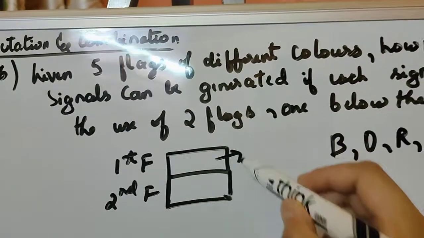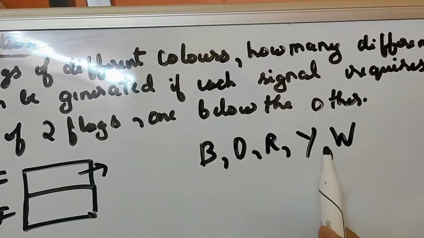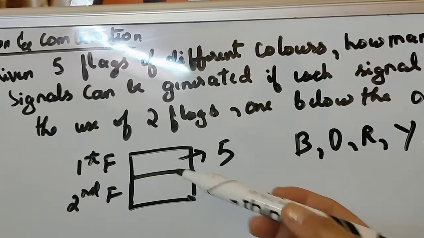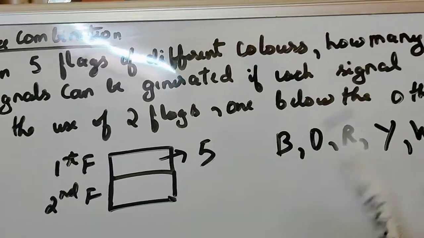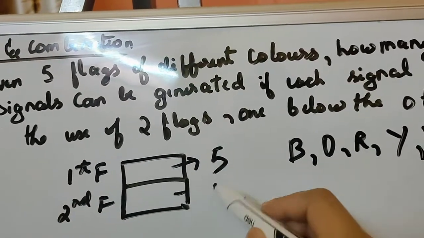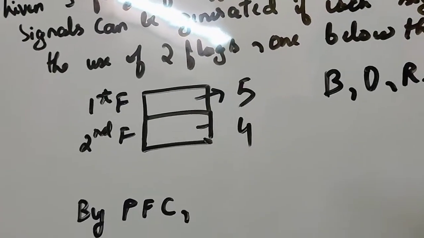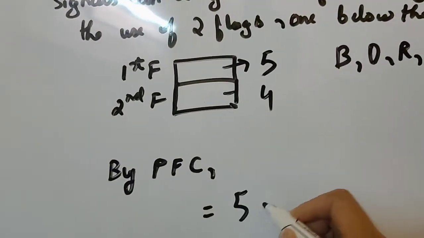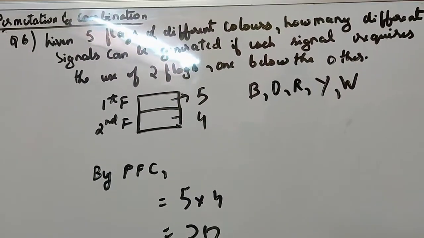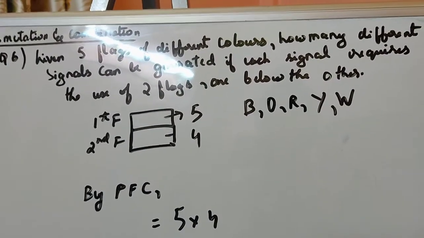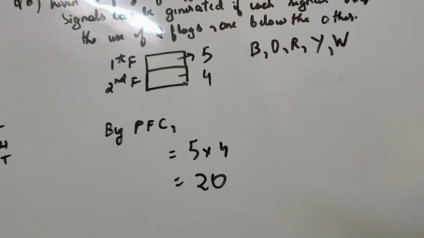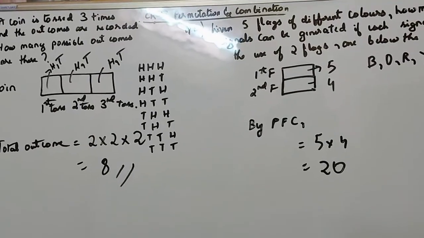So for the first flag I can fill up with 5 colors. I am left with 5 colors of flag. And in the second flag, the same color I cannot use. Suppose I have used blue in the first flag, then I will be left with 4 colors. So the total number of signals that can be generated is 5 into 4. So 20 different signals can be generated using these 5 flags of different colors. I hope this exercise is very clear to you.